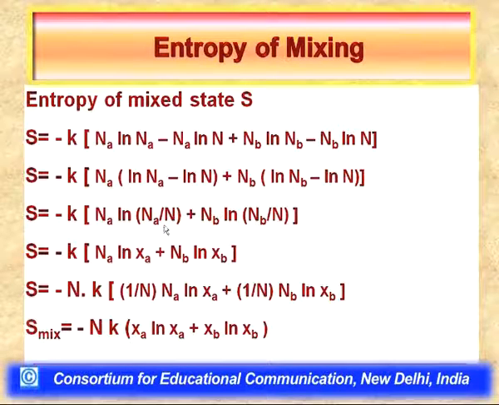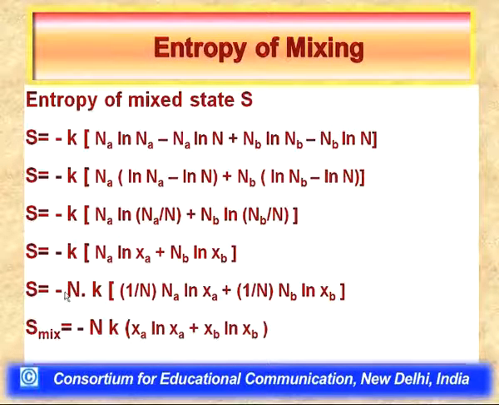So, what we get is this equation, minus k [Na ln Na by n plus Nb ln Nb by n]. Now, this number of atoms of A kind divided by total number of atoms, would not that represent the amount fraction? The fraction of atoms of A kind, that is Xa, we can represent it with Xa. Na by n becomes Xa, and Nb by n becomes Xb. So, we get the entropy relation this.